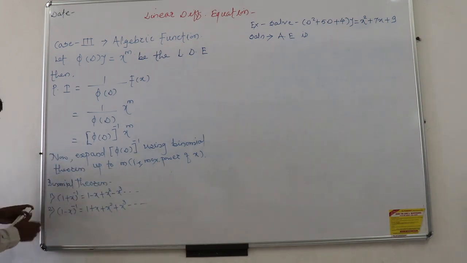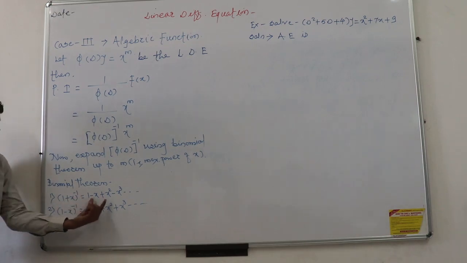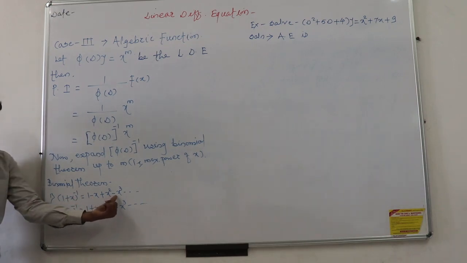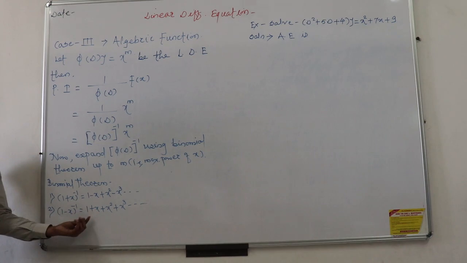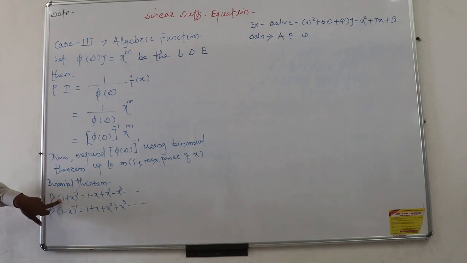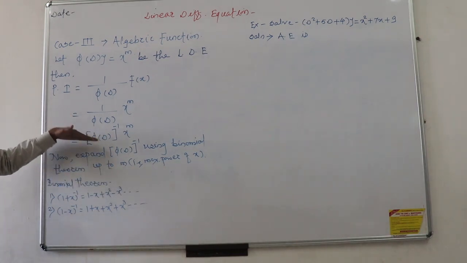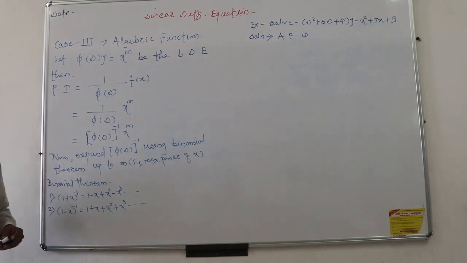Now these are the two binomial theorems: 1 plus x raised to minus 1, and second, 1 minus x raised to minus 1. If it is 1 plus x raised to minus 1, then its expansion is 1 minus x plus x square minus x cube and so on. Similarly, if it is 1 minus x raised to minus 1, then its expansion is 1 plus x plus x square and so on. But to use the binomial theorem, the first term must be 1. If the first term is 1 and after this there is plus or minus, then use these two theorems. So we have to use this to expand phi of D raised to minus 1, and to simplify the examples.